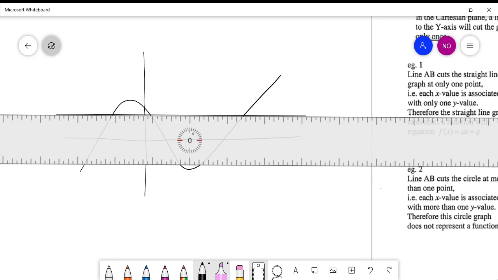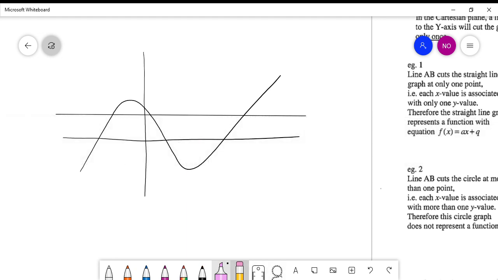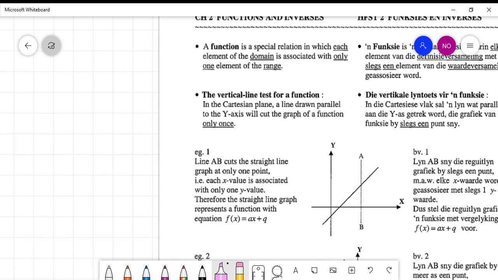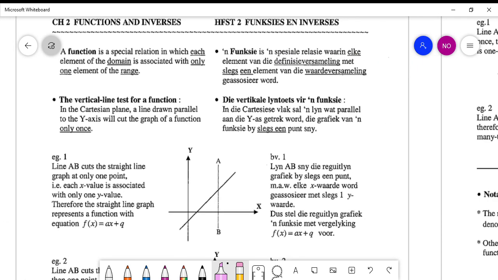But if you don't want to confuse yourself, just use the vertical line test. Dis makliker. Moet net nie jou liniaal verkeerd omdraai nie. Okay. Good, so that's bullet 1 of 4 pages done. No, I'm lying. 2 bullets.